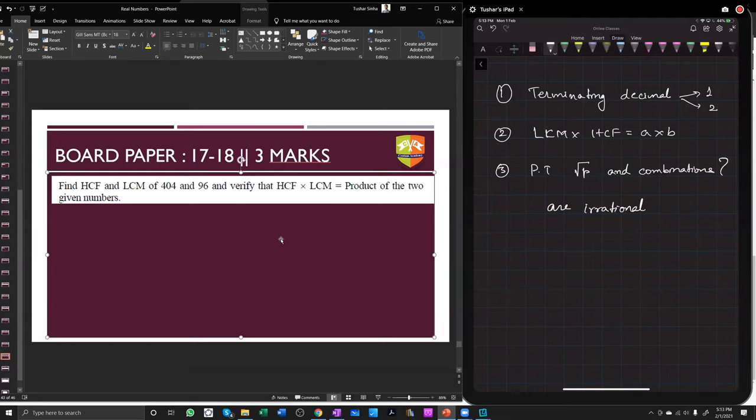This will carry slightly higher marks. Root P is where P is a prime, so questions like root 2 plus 5, or root 2 minus root 7, combinations of that. This will attract, say, 3 to 5 marks. There is no 4 marker, so 3 to 5 marker. The others will be around 1 to 2 marks each. So you can expect this in the board exam.